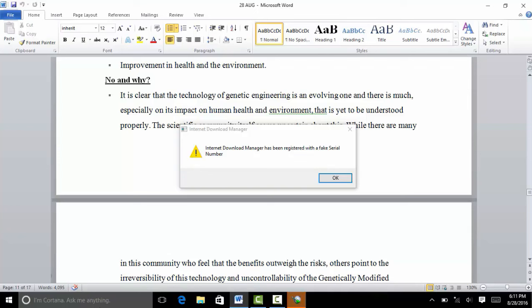Three is, some of these pests can develop resistance to the introduced gene. So it would make this GM, especially those genes that are incorporated to resist pests, redundant. Eventually they would develop resistance towards it. That can be added as a negative point.